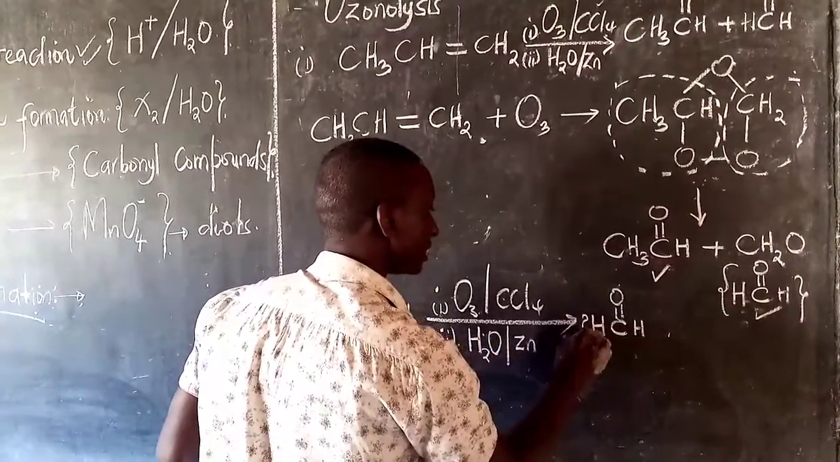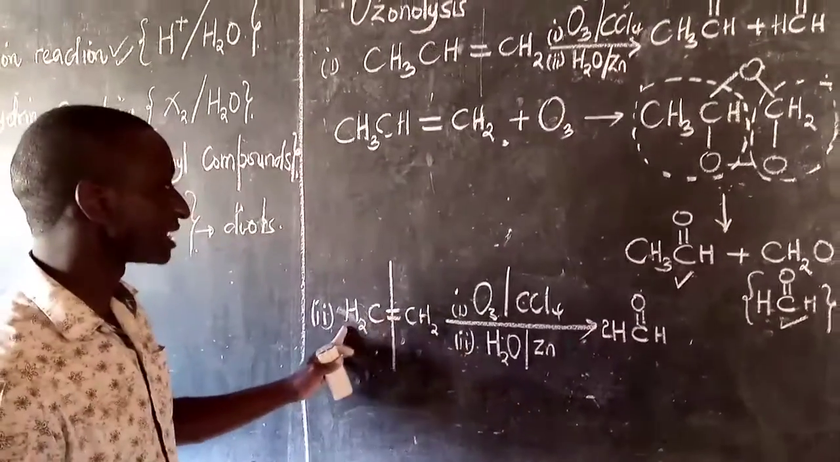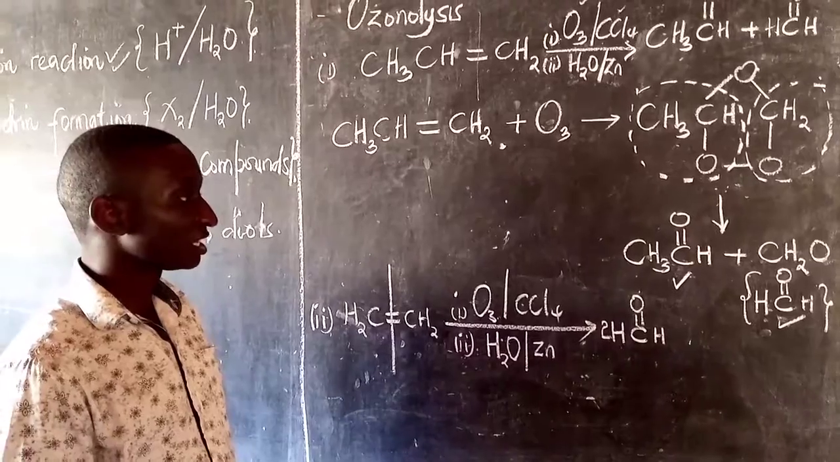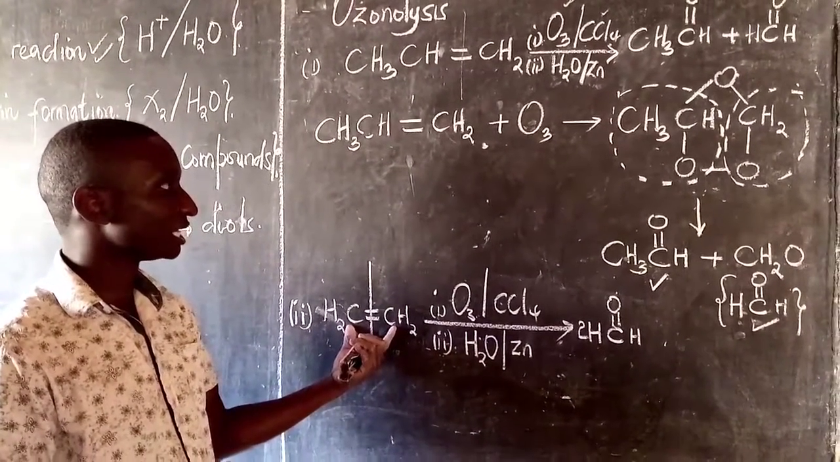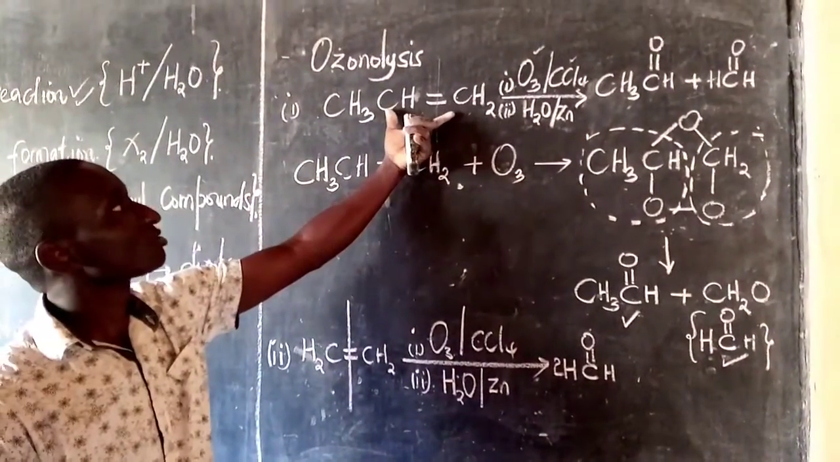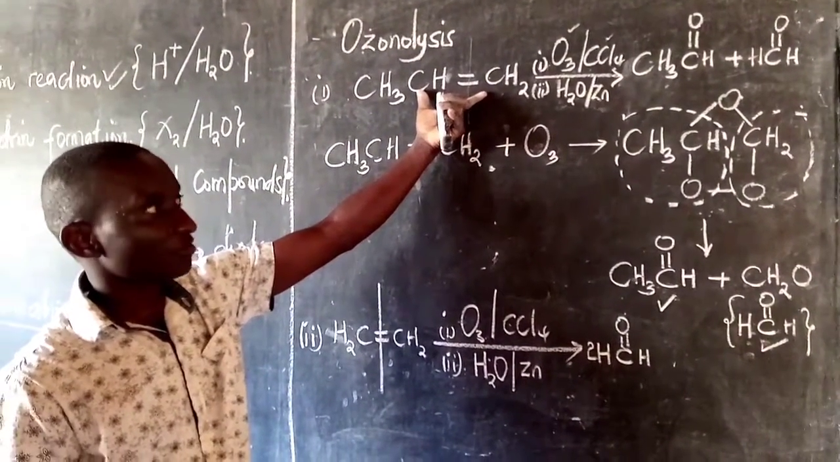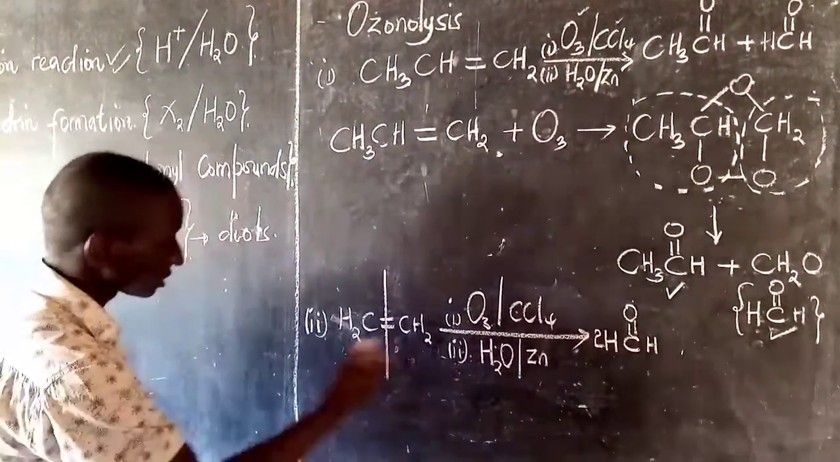But how many are they? There are 2. Because this side is similar to the other what? The other side. Such an alkene is called a symmetrical alkene. And then such an alkene is called unsymmetrical alkene. Let us see example 3.